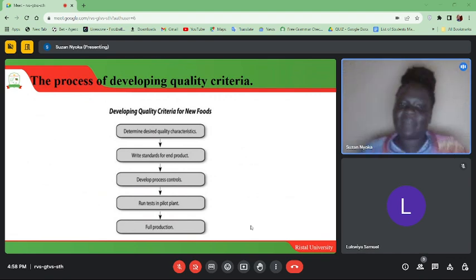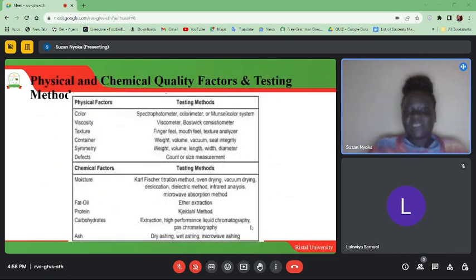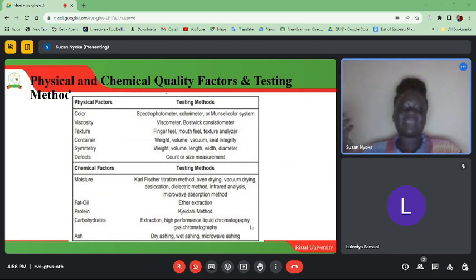And then you need to look at full production. After you've done that, you now do what? You can now fully produce the product. And then physical and chemical quality factors for testing methods. There are physical factors that you need to consider before you choose a quality testing method. Let's say there are different methods for testing the different chemical or physical properties of a product.